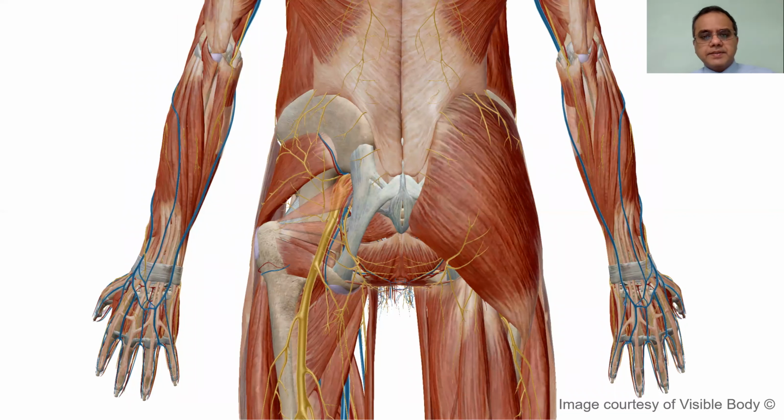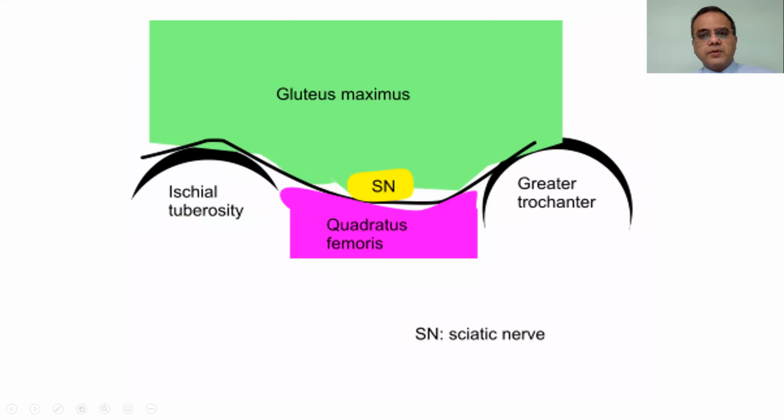The probe is placed over a line joining the greater trochanter and the ischial tuberosity. So what the anesthetist is hoping to see is the gluteus maximus muscle, the bony shadow produced by the ischial tuberosity, greater trochanter, quadratus femoris muscle, and the nerve lies between the gluteus maximus and the quadratus femoris muscle.